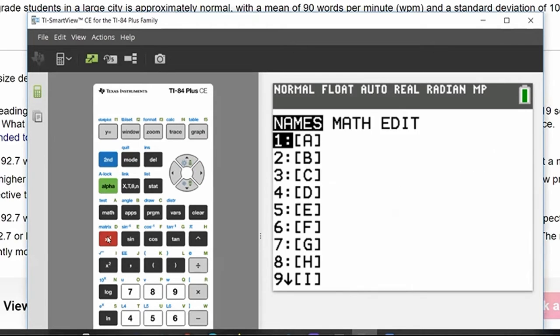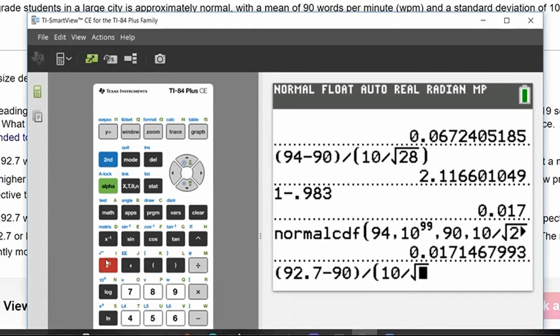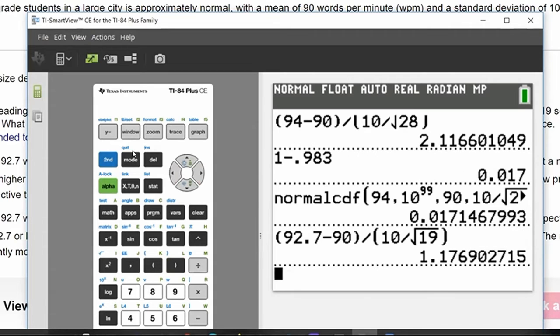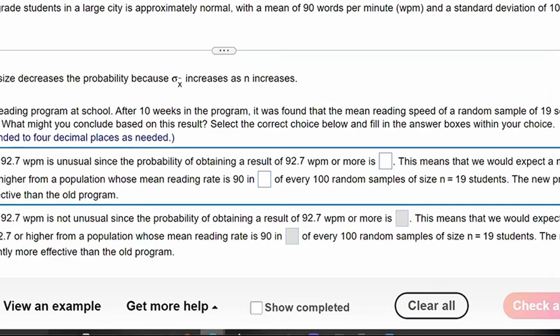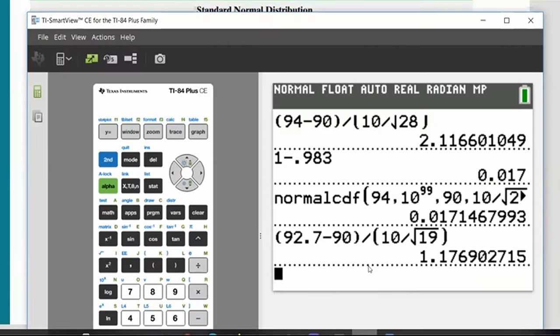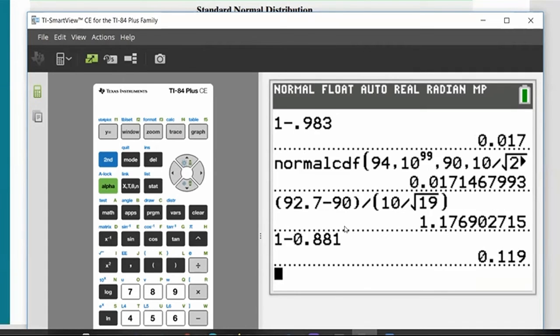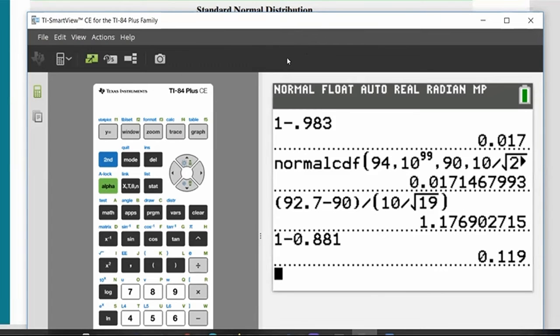Again, remember parentheses around the subtraction in the numerator and the mini fraction in the denominator that you're dividing by. All right, Z-score. It's going to round up to 1.18. Looking at the table, 1.18. To the left of that, we would have 0.8810. Subtracting that from 1. Probability of 0.0119.